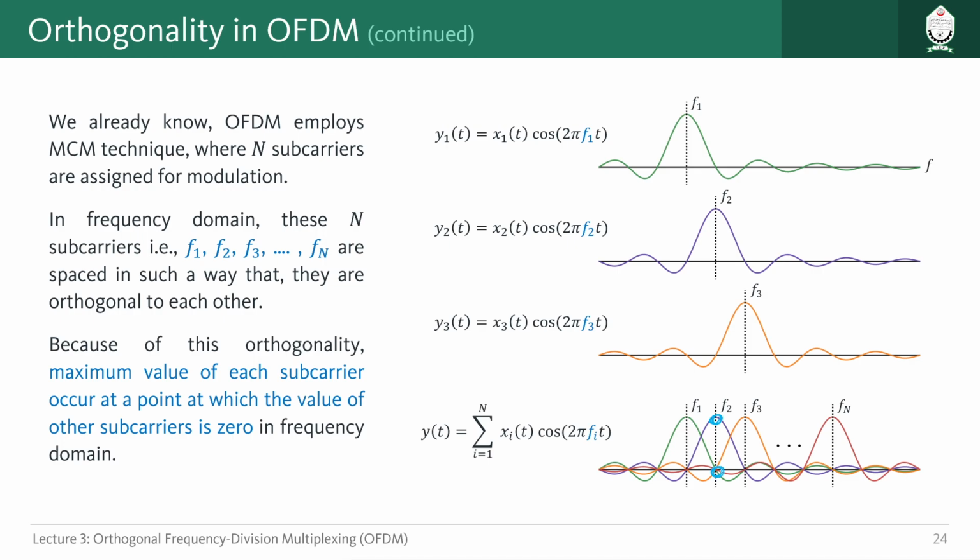Here if you look at this one, we have 0 value whenever f2 has the maximum value. The same can be said for f3 also. When f3 has the maximum value, all other subcarriers have 0 value. So because of this orthogonality property, even graphically we can say that extracting the information from one subcarrier is easy, because when we have the maximum value for one subcarrier, at that point all other subcarriers have almost 0 value, right? So that is one advantage of using orthogonality in OFDM.